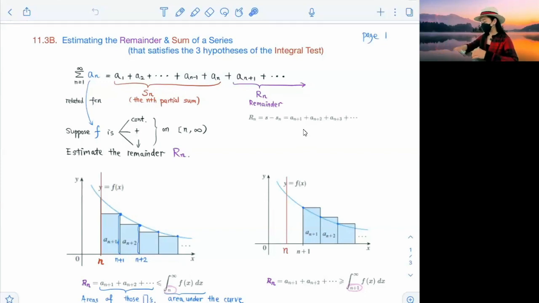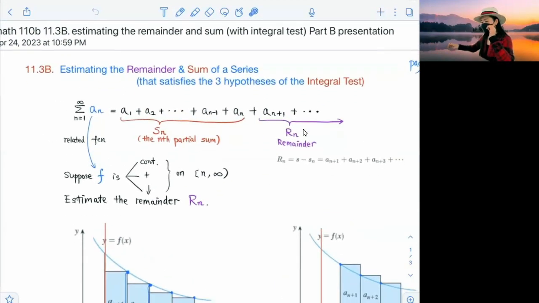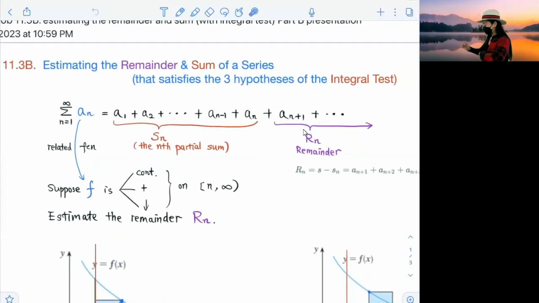Let's continue with part B, 11.3. This time we're going to estimate the remainder and sum of a series that satisfy the three hypotheses of the integral test. So what are the three hypotheses of the integral test? The function has to be what? Continuous, positive, and decreasing.